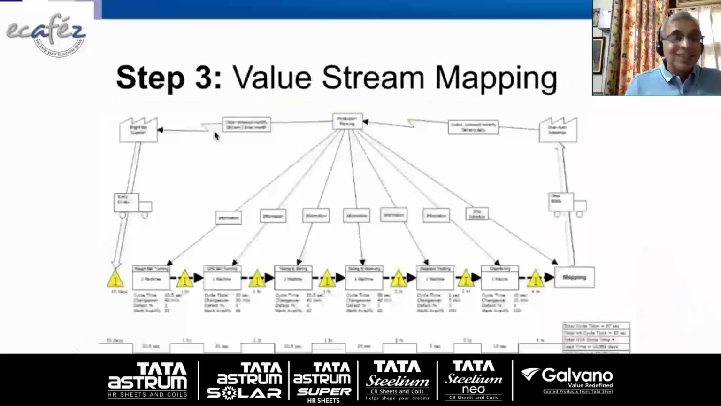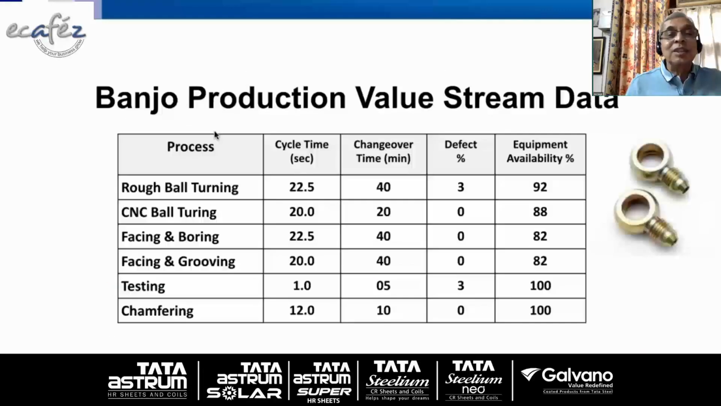So the third step is the value stream map. This is a value stream map of the Banjo machining unit. Here I will not go into detail because it was covered earlier. I'm just showing you this kind of value stream map and its outcome. These are the production data collected for the value stream mapping.